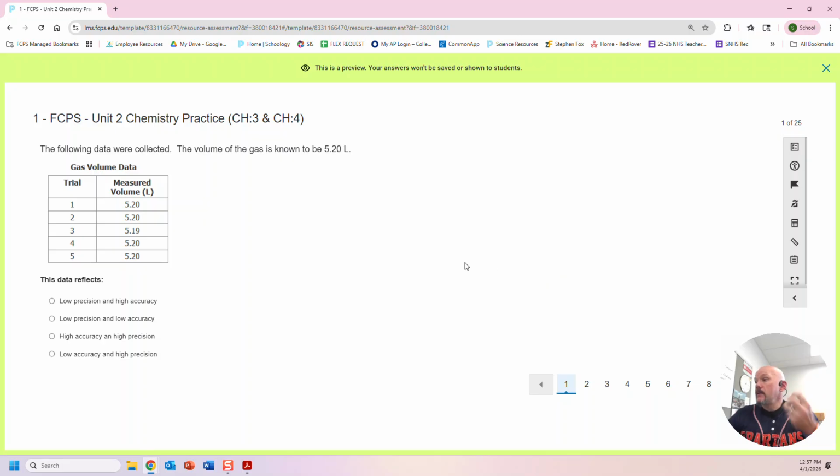Okay. All right. So question 1, they give us some data. We have 5 different trials. Notice all of our measurements are very close to each other. Each trial, we basically got the same answer. We were a little off here, but pretty on point. And the true value, the accepted value, the actual value is 5.2, and our measurements were 5.20. So our data is looking good. And all this question is asking is basically how accurate we are and how precise we are.